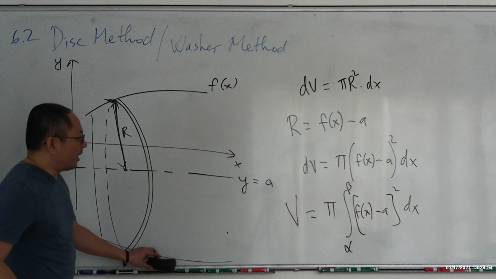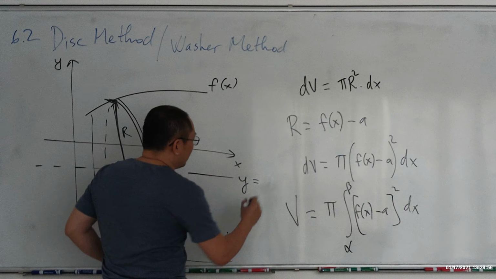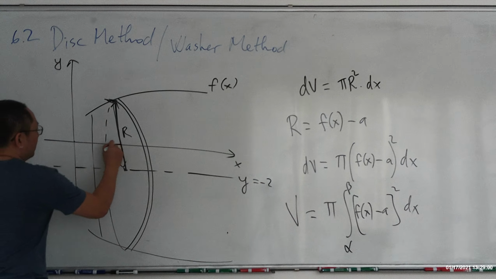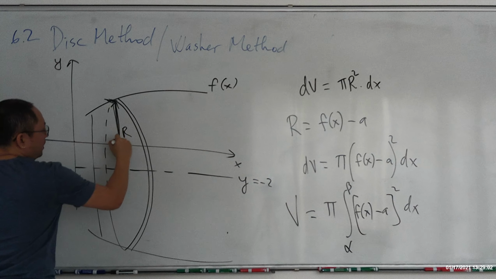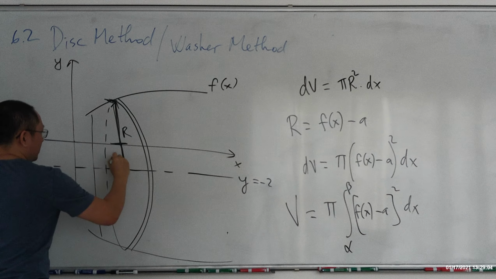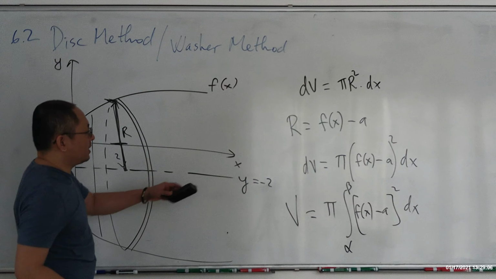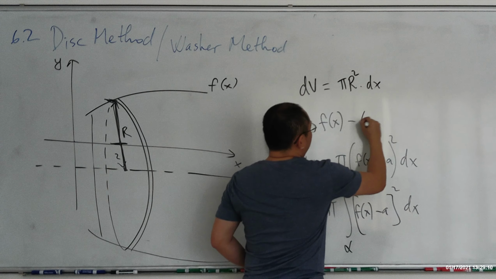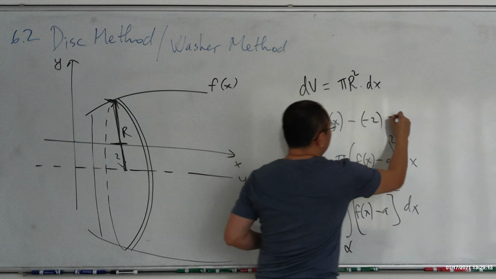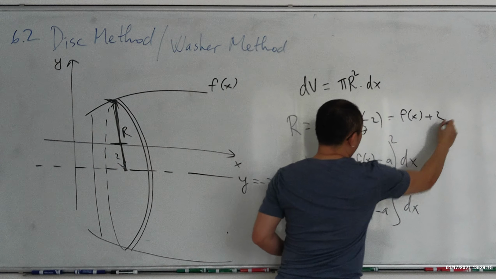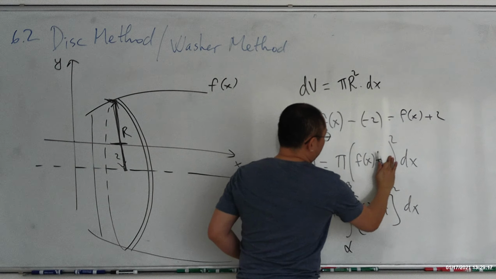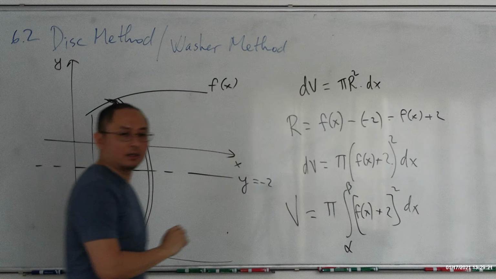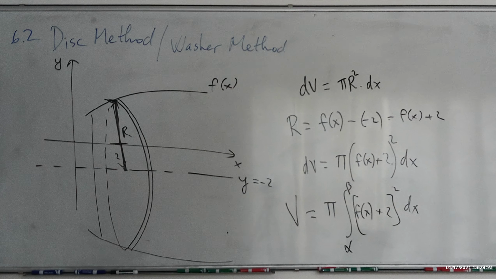For example, what if I got y equal to negative 2? So this is the distance from the function to the x-axis. And the distance from here to here is 2. So the radius is not f of x anymore. It's going to be f of x minus negative 2, because a is negative 2, which is f of x plus 2. Plus 2, and you have the formula.